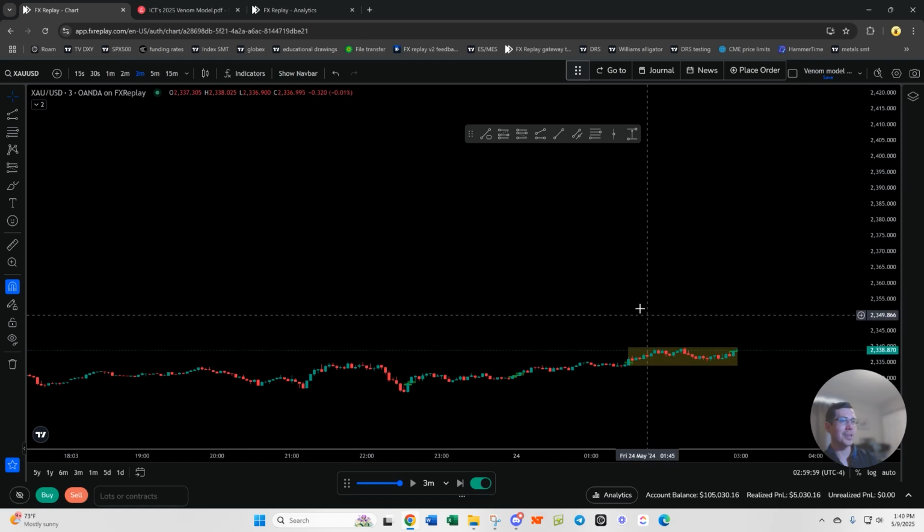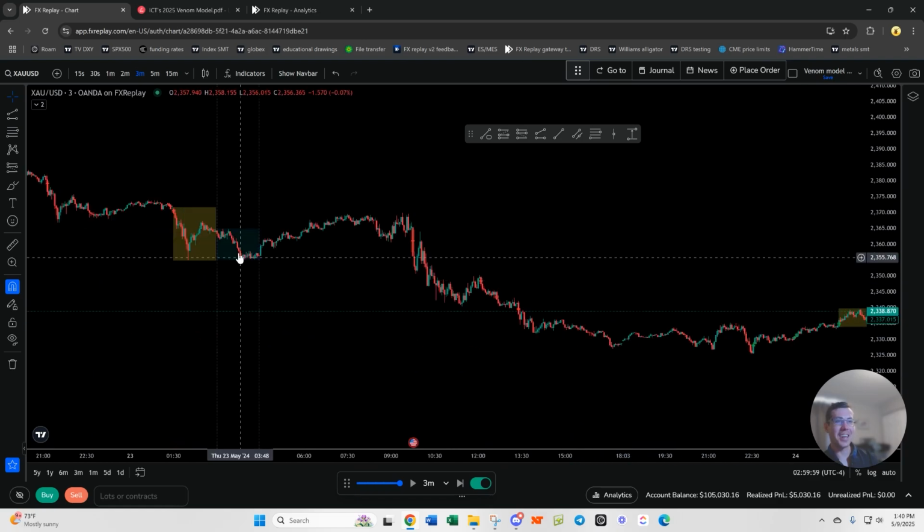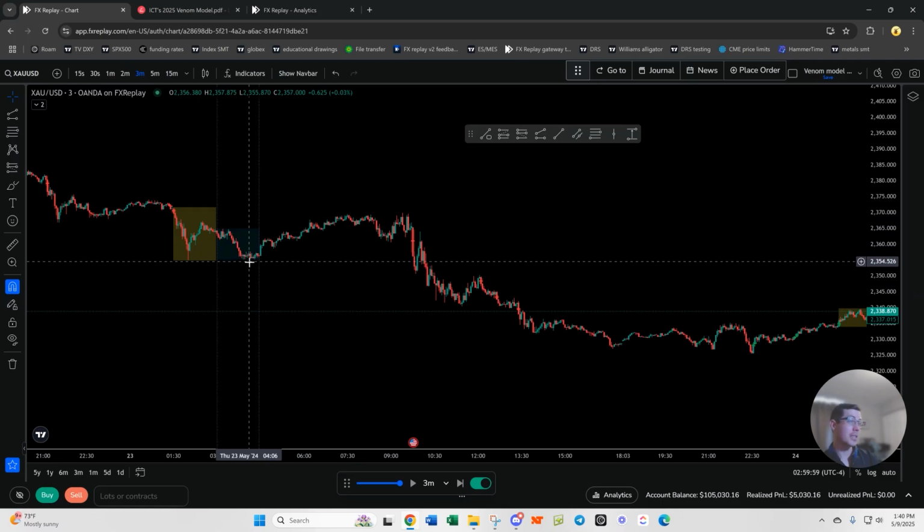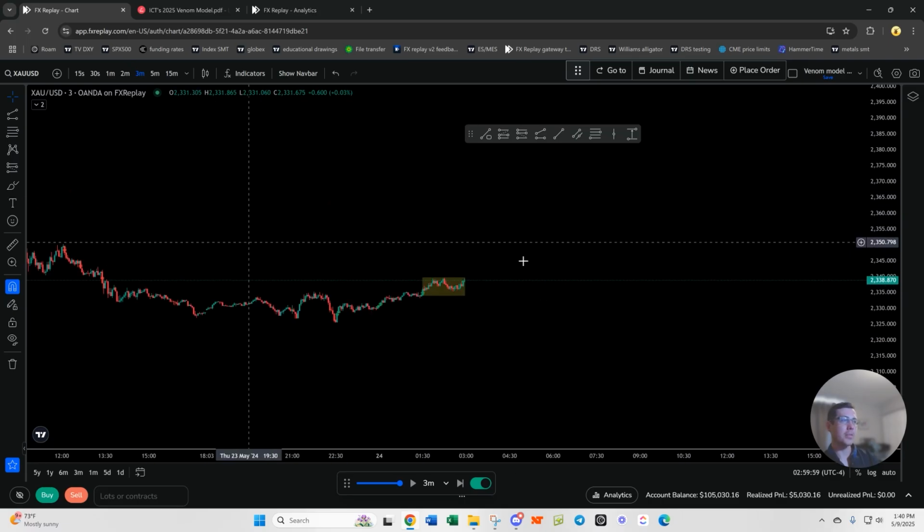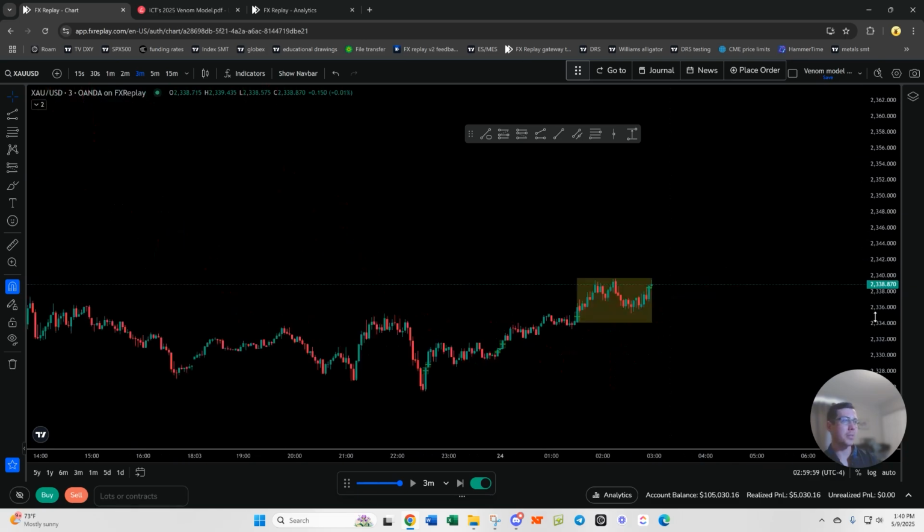Again, just out of curiosity, I want to see what happened. Yeah, we did get a pretty nice reversal after that. So I suspect that might be what happened at that point: the futures pair swept it, but CFDs did not.